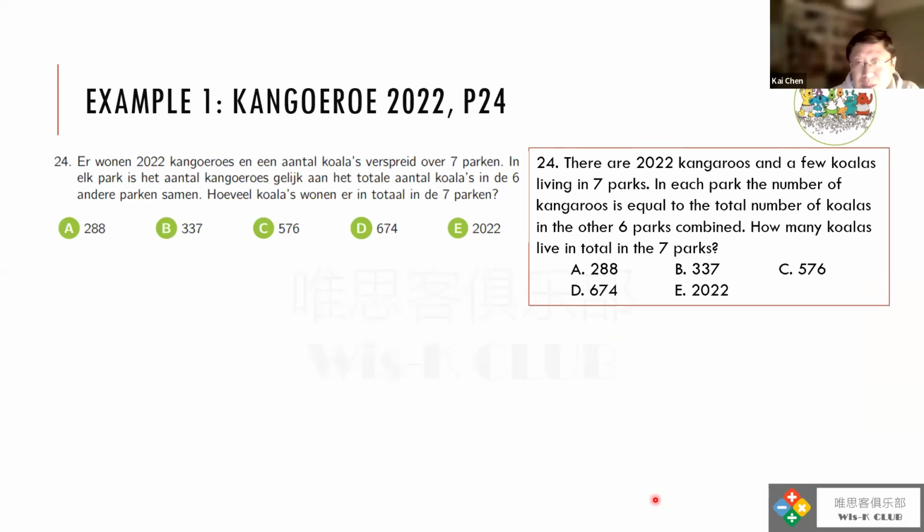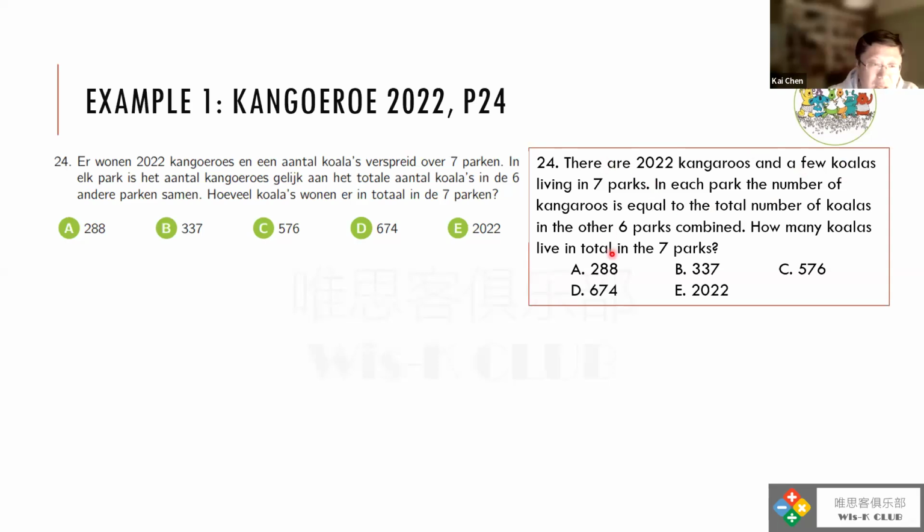So the first question: there are 2022 kangaroos and a few koalas in 7 parks. Of course, the numbers of these 2 animals are different, right? And the condition says that in each park, the number of kangaroos is equal to the total number of koalas in the other 6 parks. It's asking how many koalas live in the total 7 parks.